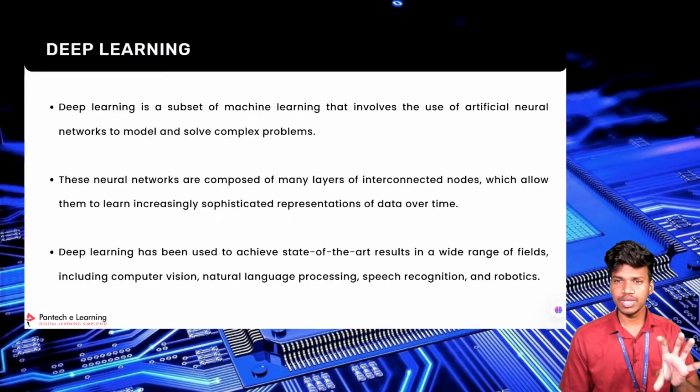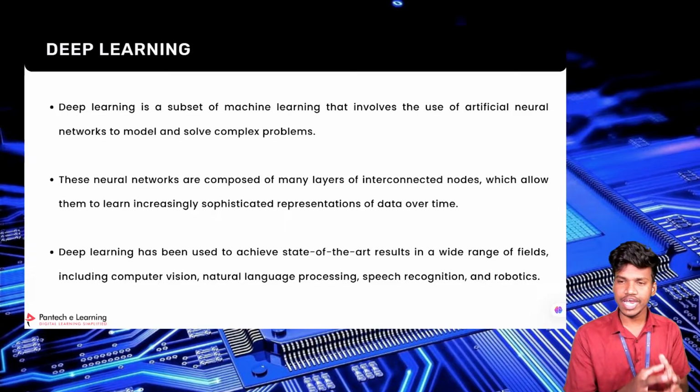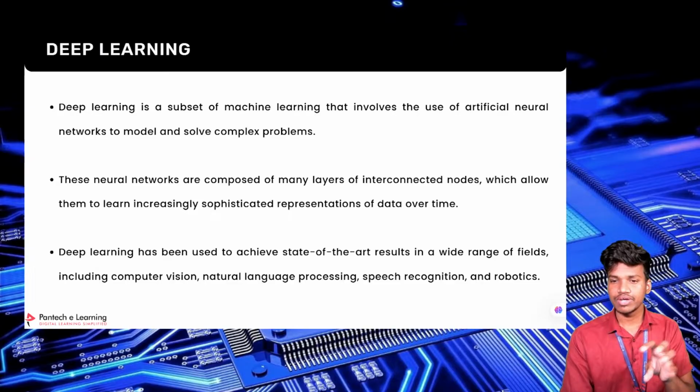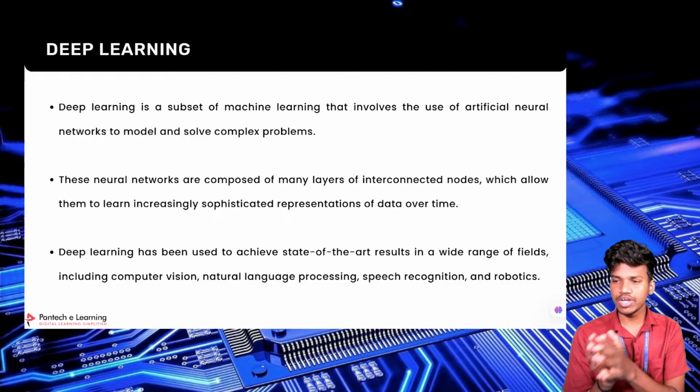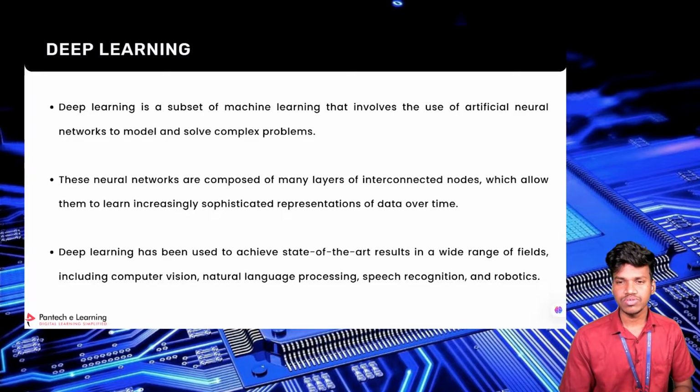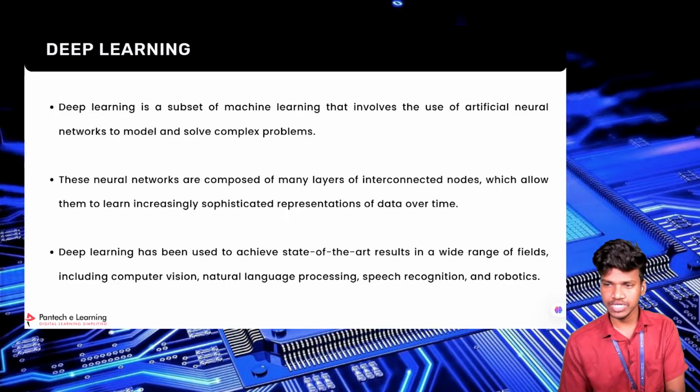We already know deep learning works like the human brain. The neural network handles the data layer by layer, analyzing it and applying the features to our model. The final layer will predict the output, identifying this is our feature or exact data. Deep learning has been used to achieve state of the art research in a wide range of fields, including computer vision, NLP, speech recognition, and robotics.